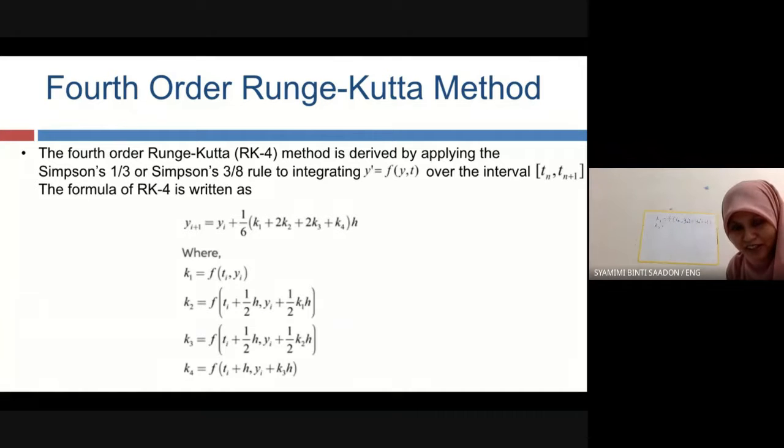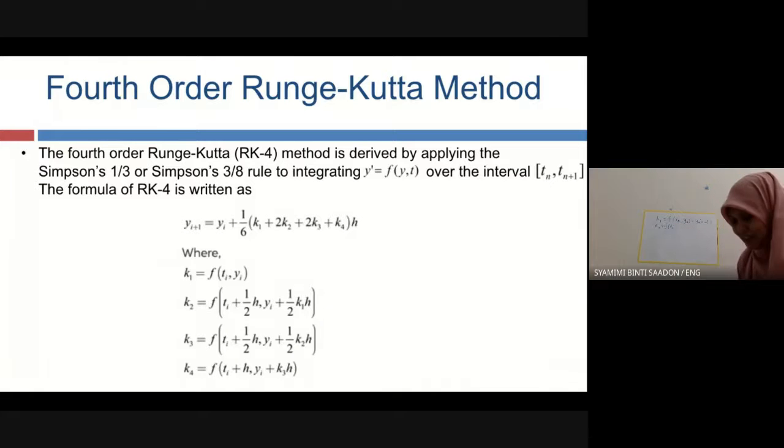K2 is f of t_n plus 1/2 h, y_n plus 1/2 k1 h. Do you understand? That's why we need to try to apply this, otherwise we will not be familiarized with this equation. So what does it mean here? How to explain to you guys? Okay, so try to look at t0 first.